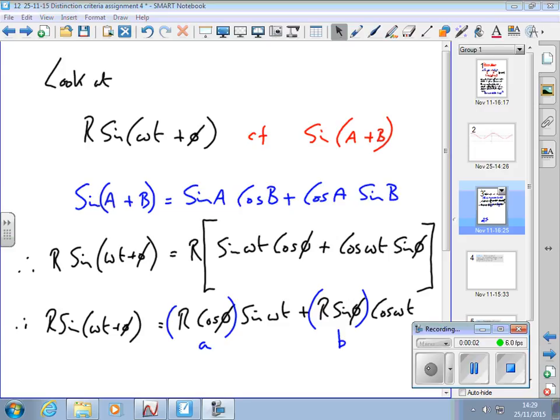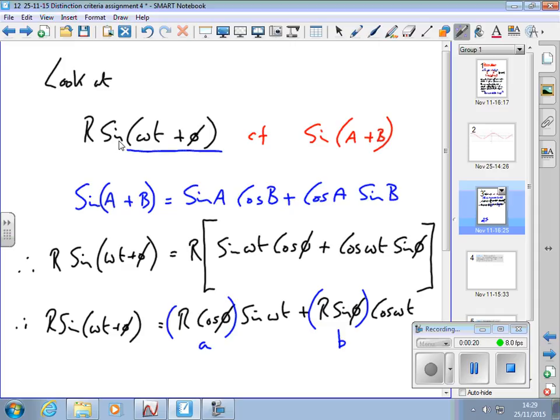So let's look at an example then of how this is combined. If we can work out how it works, then we can use that method to calculate the values of R and alpha. So let's look at this, particularly this bit of it, sine omega t plus phi.